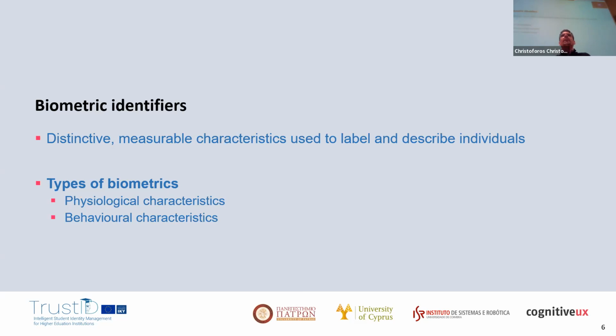So, for biometrics to work, we need some sort of biometric identifiers. And these identifiers are distinctive and measurable characteristics that are used to label and describe people. The two main types of biometrics are, first, the physiological and then the behavioral biometrics.